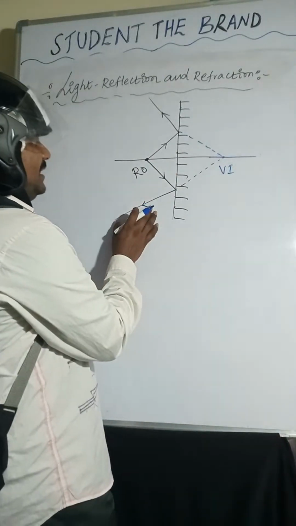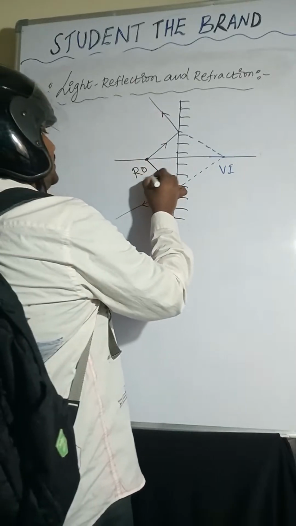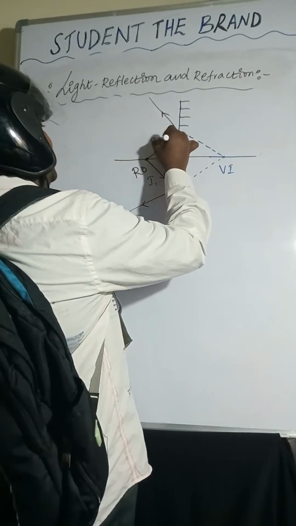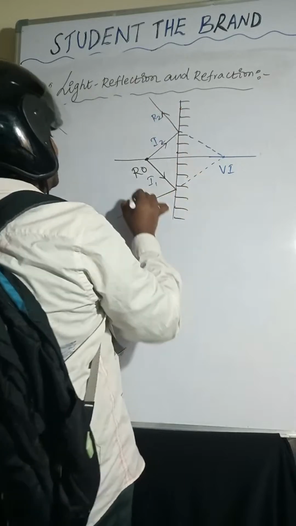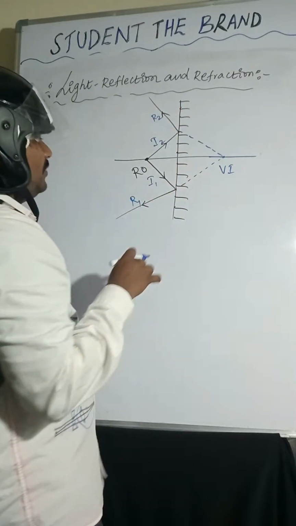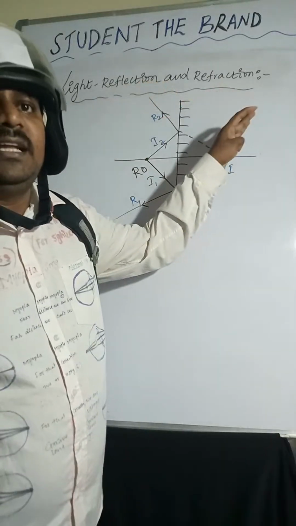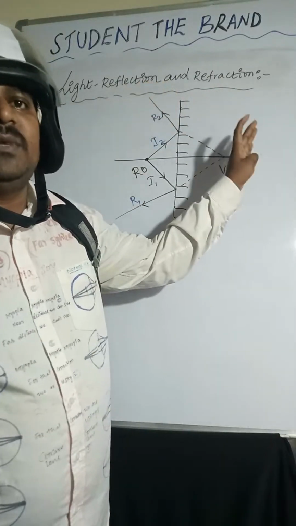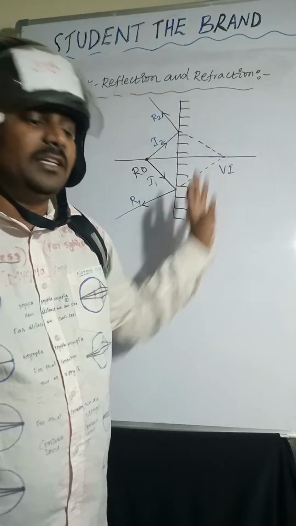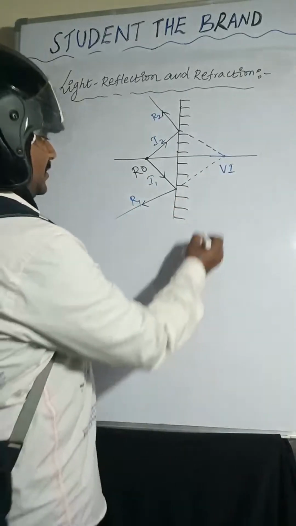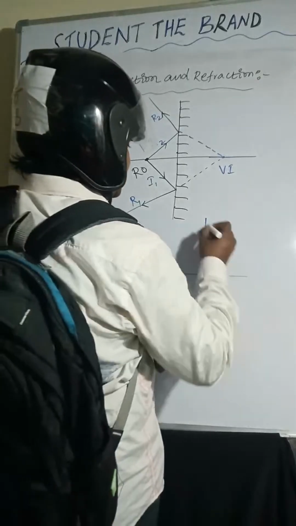So we are extending these reflected light rays. This is incident ray 1, incident ray 2, reflected ray 2, reflected ray 1. We extend the reflected light rays, and they meet at one point. Their image is forming. That is a virtual image.